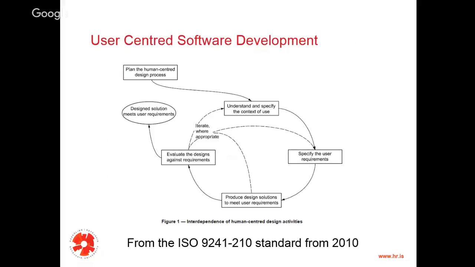Okay, so we have this user-centered software development process, and you have been going through all these phases. You actually, as the very last thing, planned the future activities of the human-centered design process because you didn't really have the understanding to do it in the first place. You went through this: understand and specify the context of use, specify the requirements, produce design solutions, and evaluate. So you went through all this process.